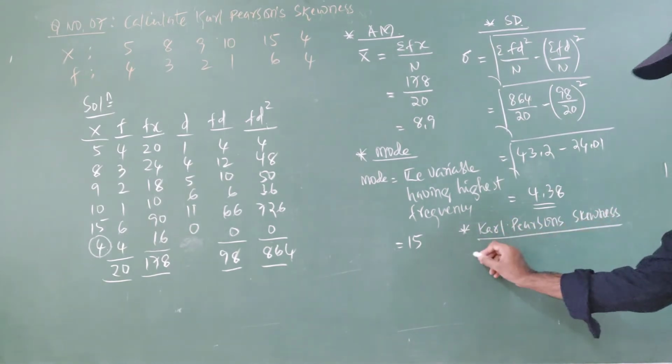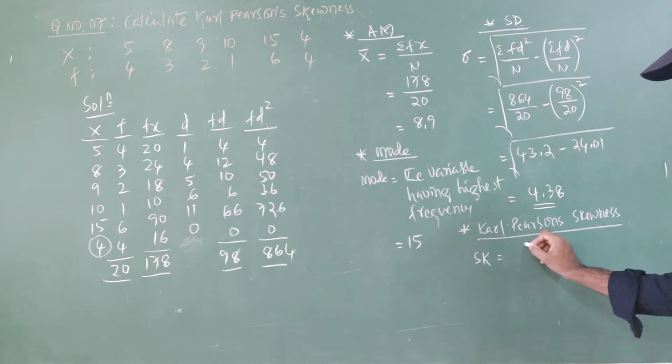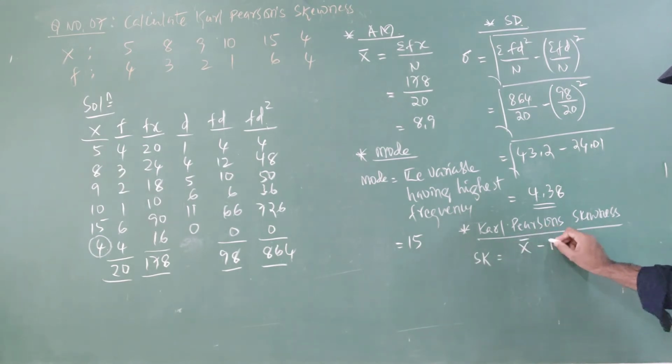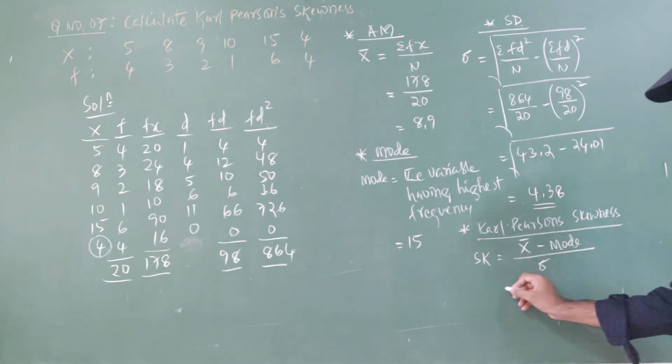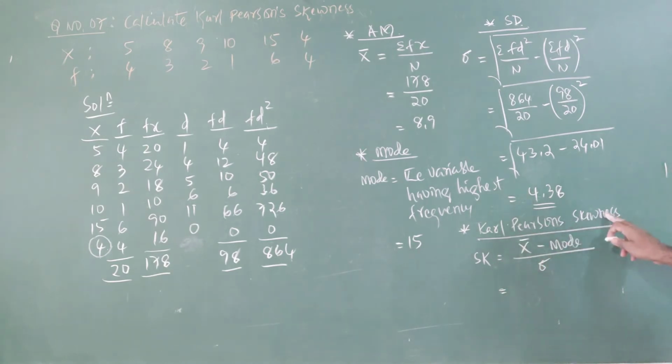Karl Pearson's skewness is equal to mean, that is x bar, minus mode, divided by sigma. This was the formula for skewness. Karl Pearson's skewness is based on mean, mode and standard deviation.